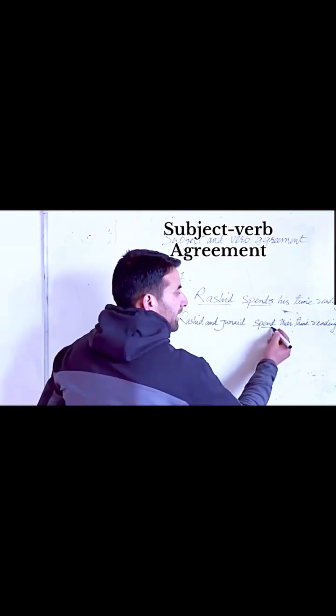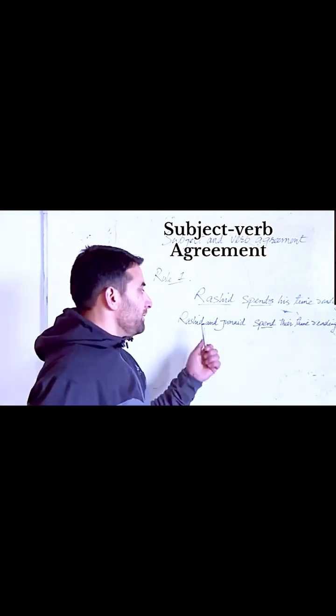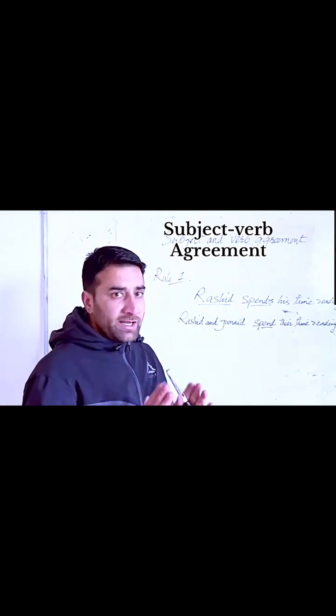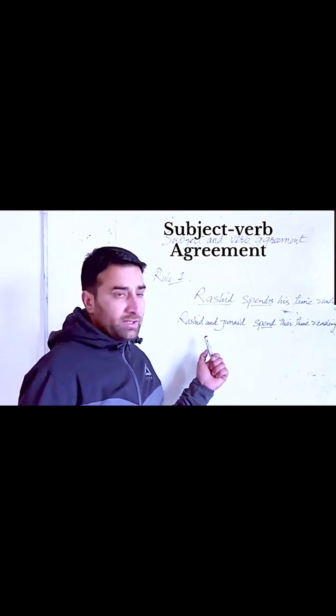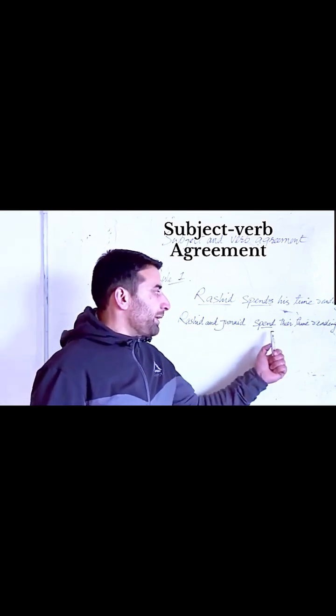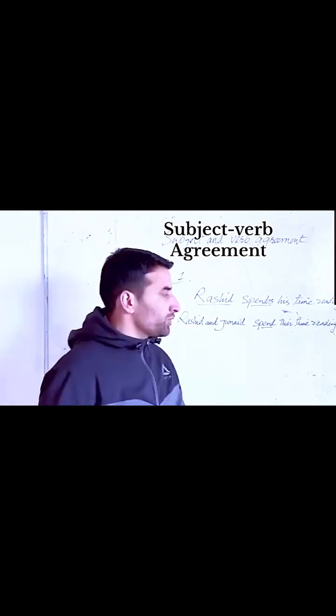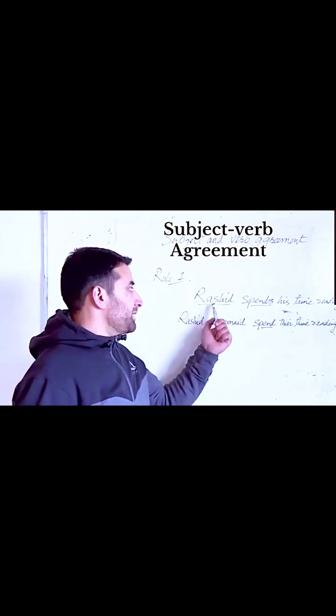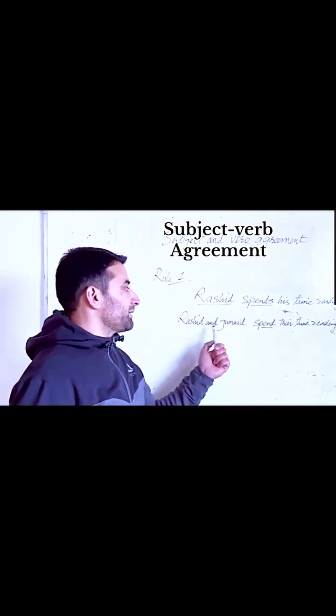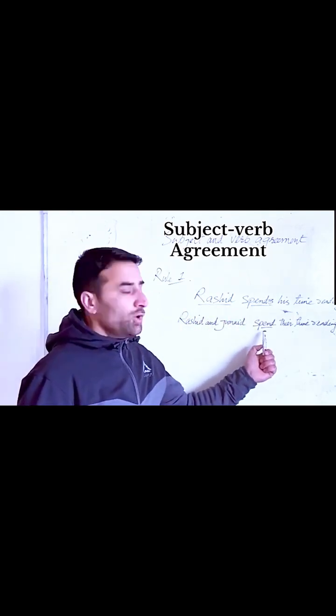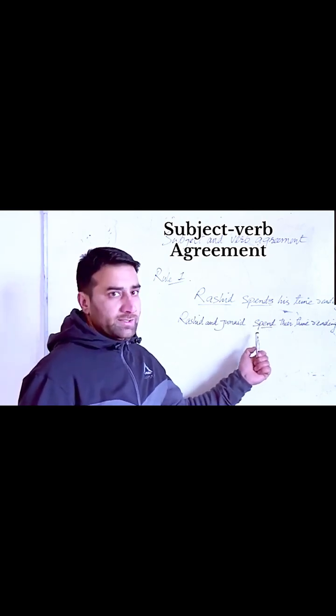But check here, it is spend, not spends. Why? Because the base form of the verb does not take s or es when we talk about the plurals. So Rashid and Junaid spend their time reading a book. So here it is singular subject and singular verb, and plural subject and plural verb. That means there is no addition of s or es.